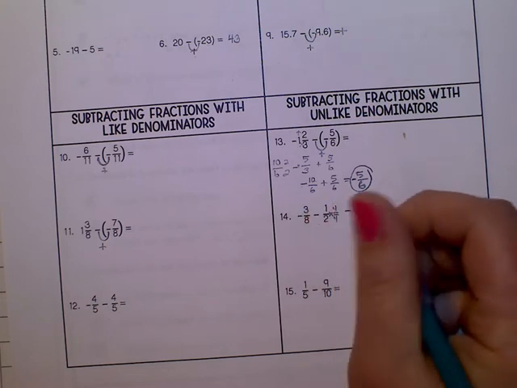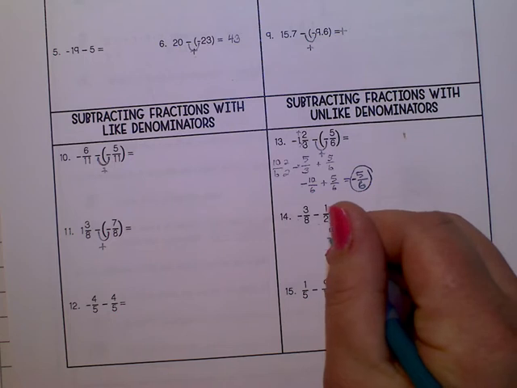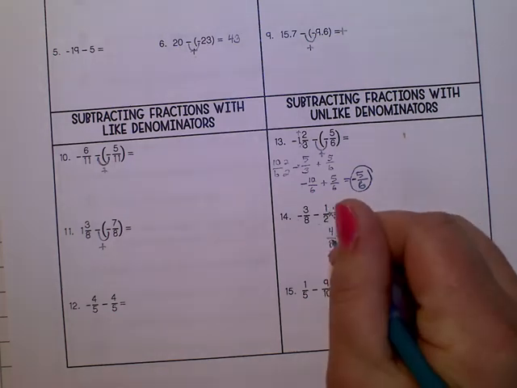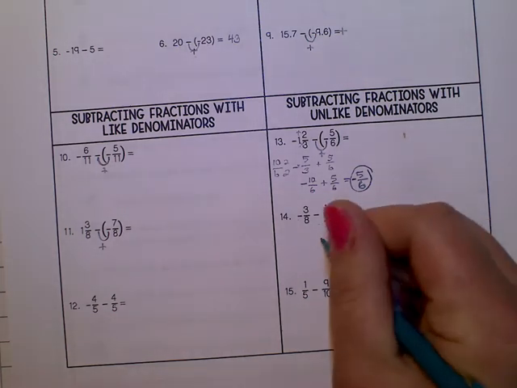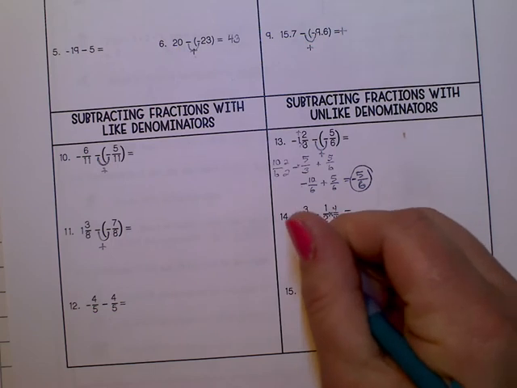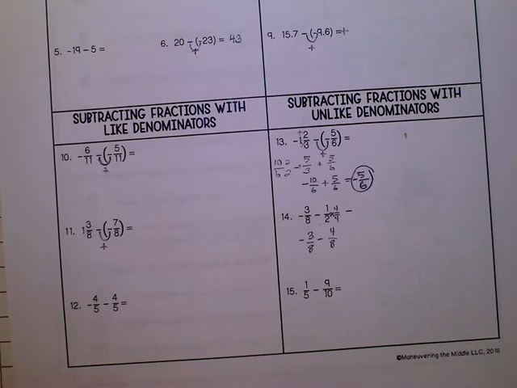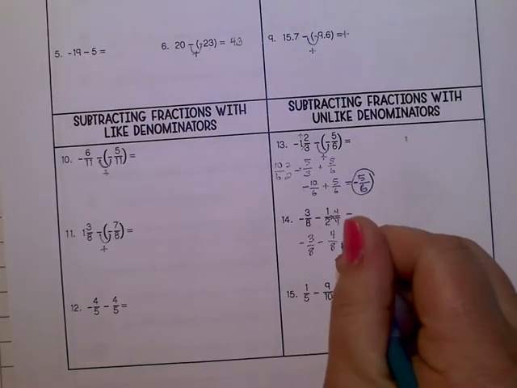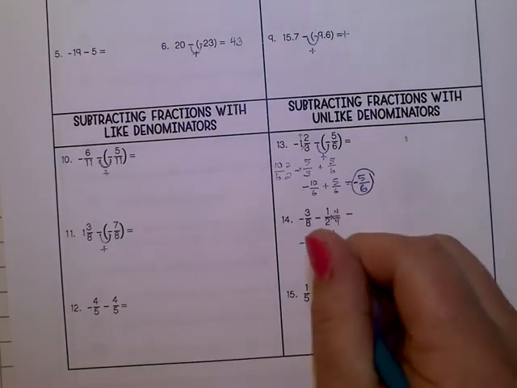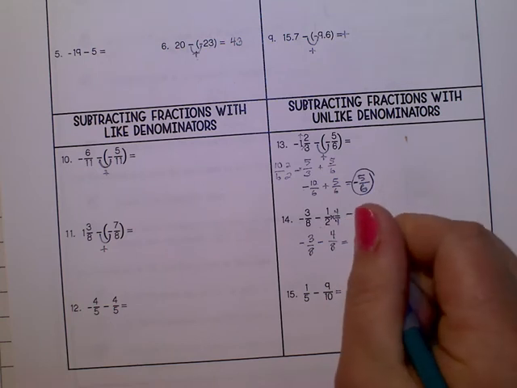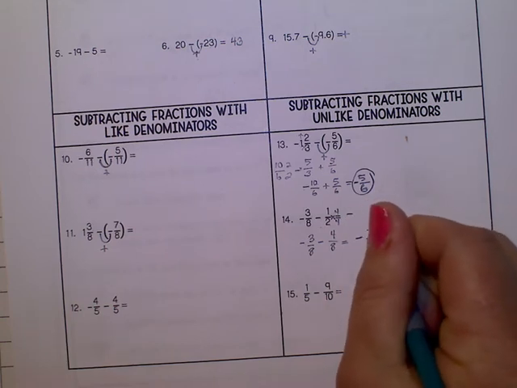1 times 4 is 4. 2 times 4 is 8, which I knew that. Again, we're just showing our work. You guys might be able to get this done in your head super fast because I'm not sitting there telling you. So now we have -3, -4 gets us to -7/8.